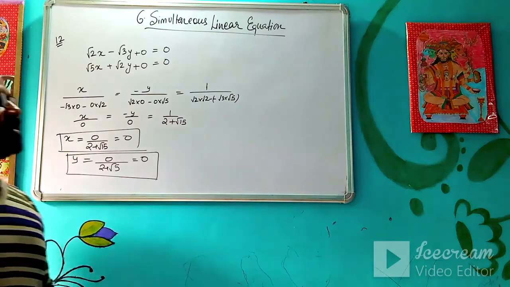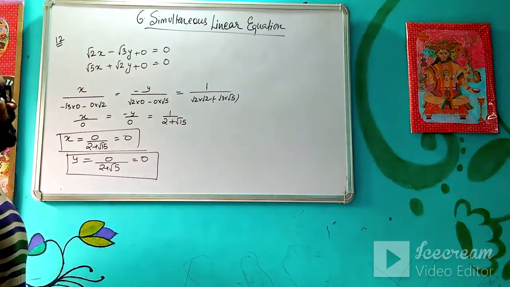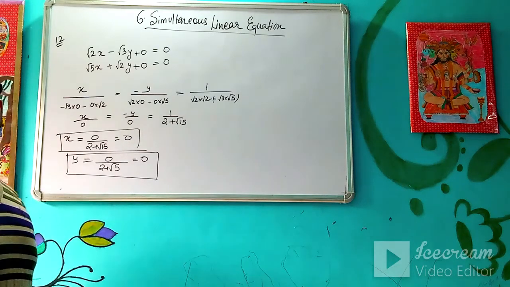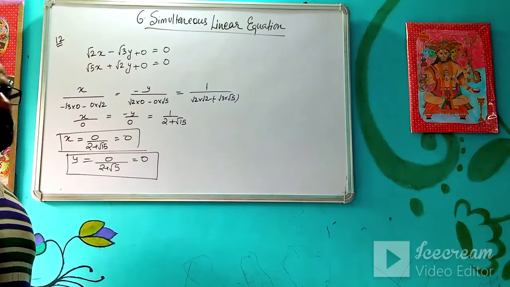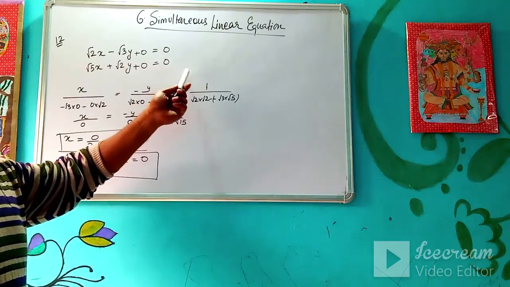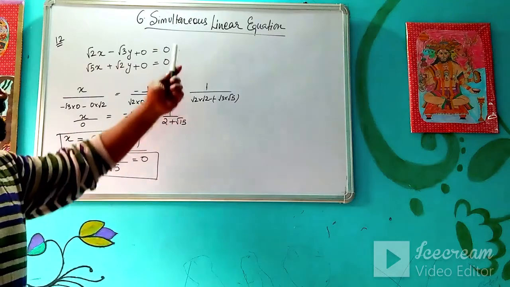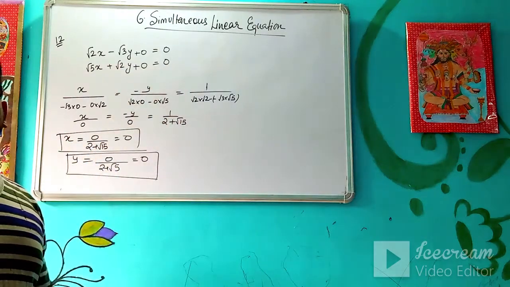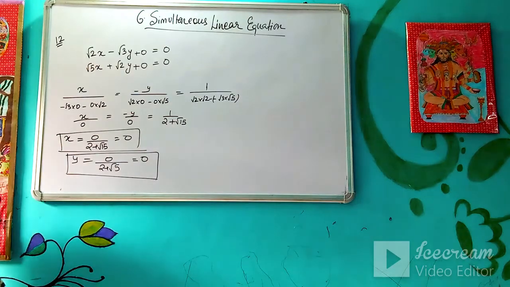Okay, so we have seen how to solve the equations using the cross multiplication method, and the thing that we need is the equation should be in this form only. If it is not, you can make it by putting the suitable sign and bringing the constants on the left hand side. So this is the end of this exercise and this method.